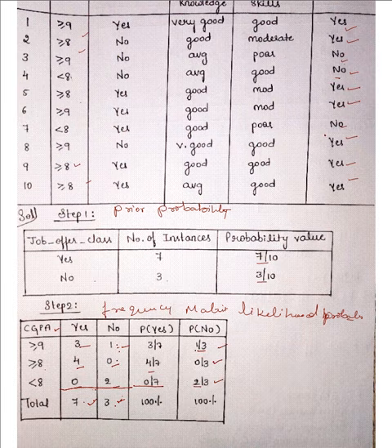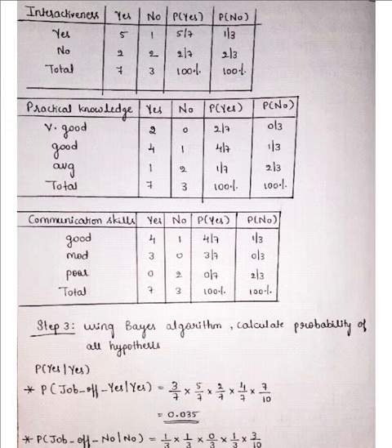Like this, for all the attributes, that is, for practical knowledge and communication skills also, we have to compute the likelihood probability matrix and the frequency matrix.